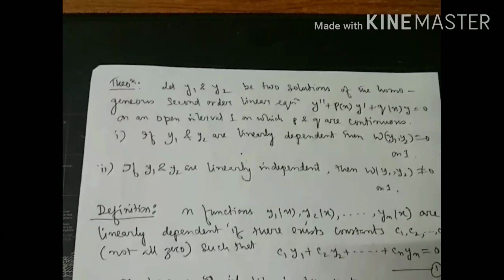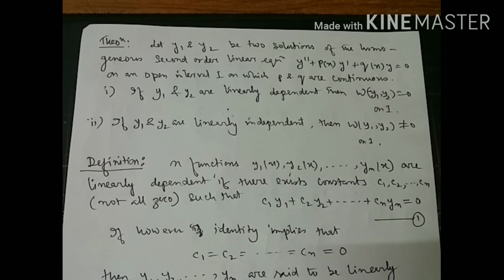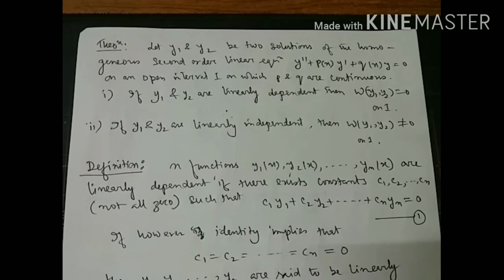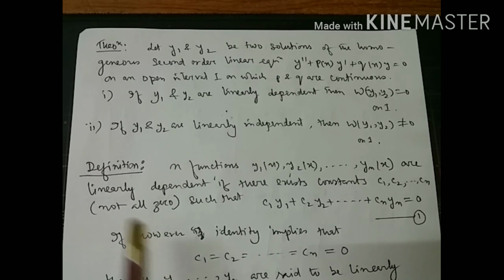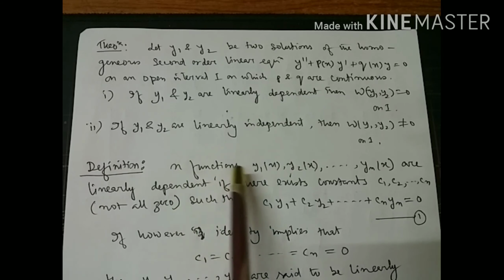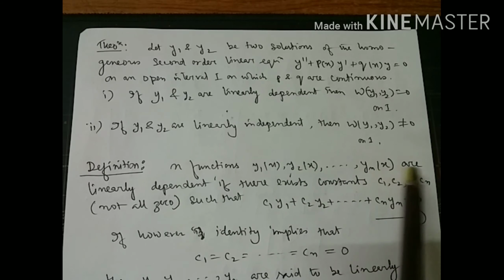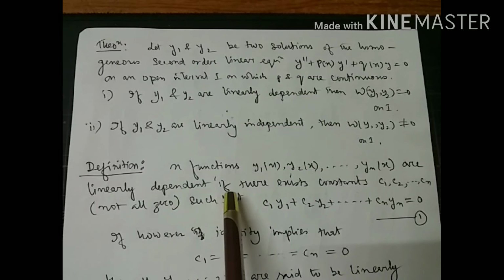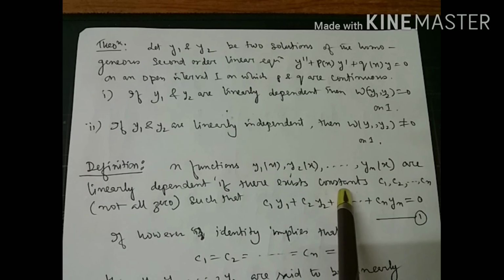So now we have two definitions: what is a linearly independent and a linearly dependent function. Definition: n functions y1, y2 up to yn are linearly dependent if there exist constants.